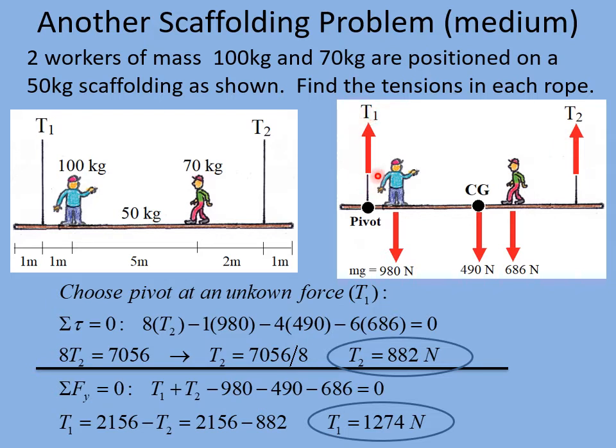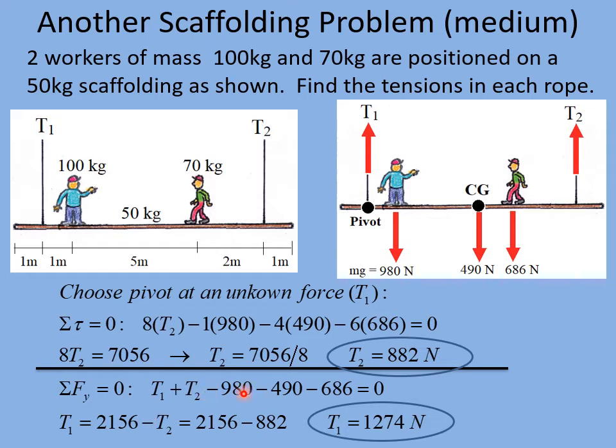Now we can turn to this cable here. To figure out this cable, the easiest way to do this again is, since we know all these other forces now, let's just make sure all the forces balance in the y direction. So the sum of the forces in the y direction is 0. So I've got T1 going up, T2 going up, and then these three forces are all pointing down, so they're going to all be subtracted from T1 and T2.